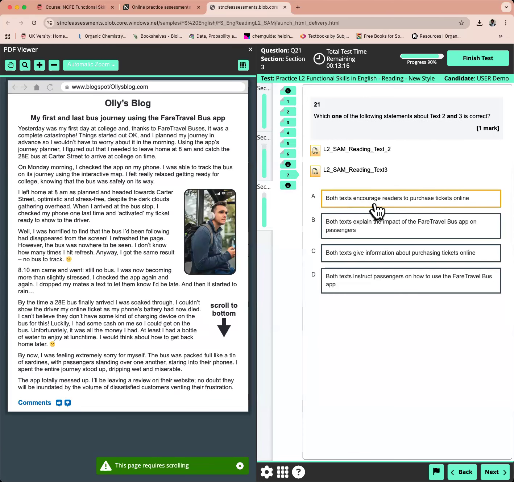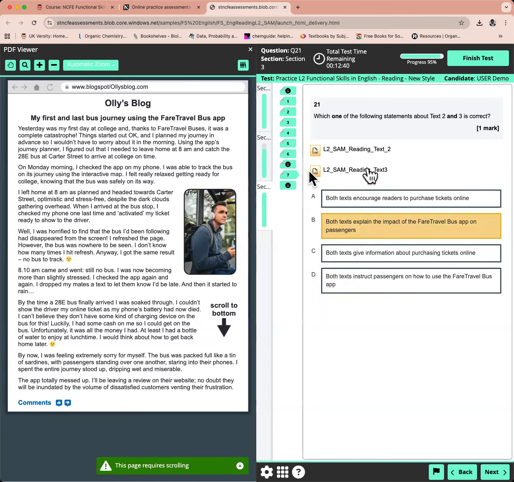So both texts encourage you to purchase tickets, both explain the impact of bus travel on passengers, both give information on purchasing tickets, and both instruct on how the bus fare travel apps work. Basically both of them are talking about the impact of how customer habits are changing, and why they're buying tickets. And in general, here the experiences of Ollie explain what problems he has faced.